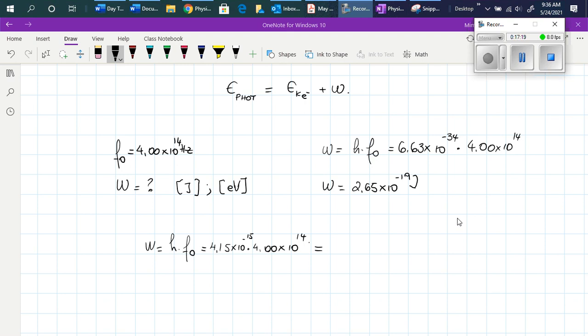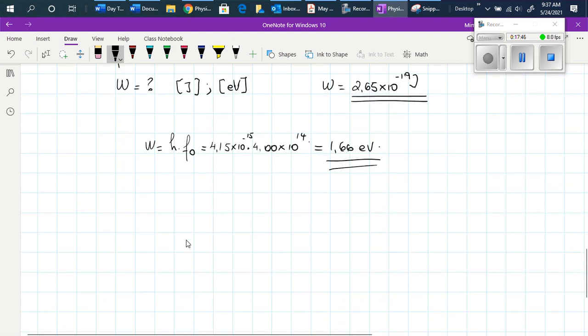It was 4.15 and not 4.14 times 10 to the power. So this will be 1.66 electron volts. So it depends on what units you are looking for. If you are looking for joules, then use the 6.63, and if you are looking for electron volts, then use 4.14. Okay, so again, the explanation of the photoelectric effect is based on the conservation law of energy.